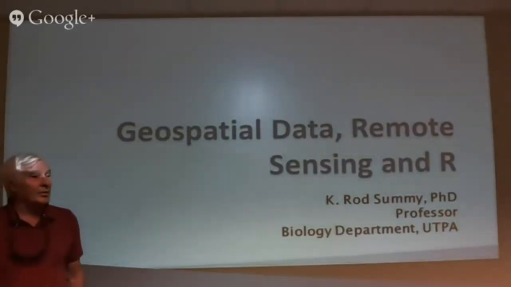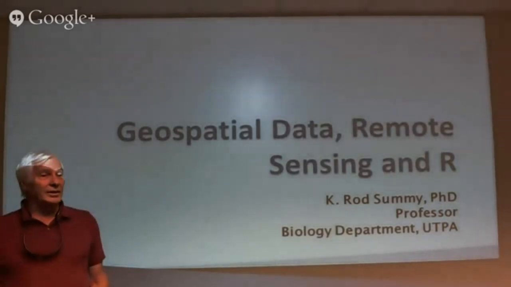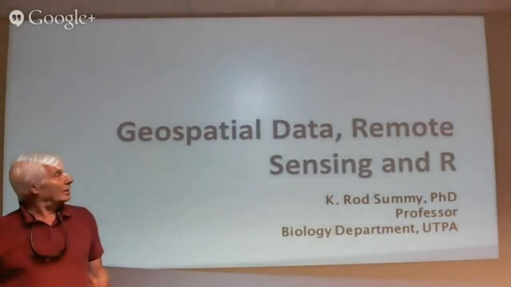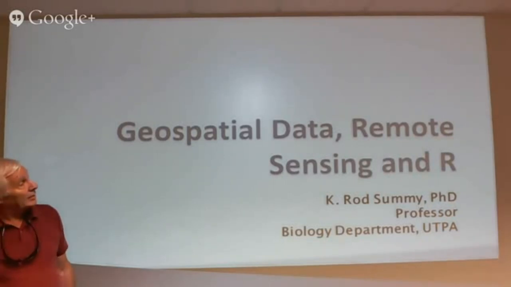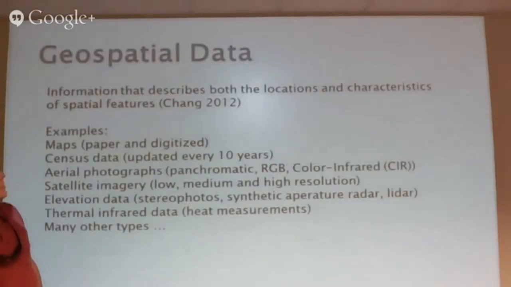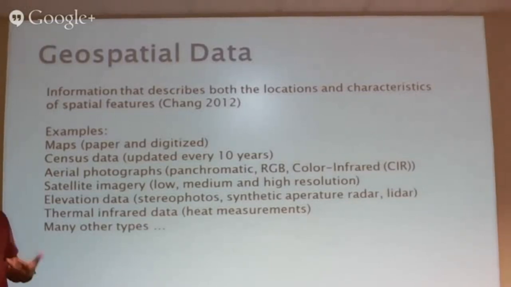Okay, well, thanks, Dr. Watkins. I appreciate the invitation to speak to the group today. And what I'd like to talk on is geospatial data and remote sensing in R. Geospatial data is information that describes both the locations and characteristics of geospatial features. And geospatial features are features that have both location and characteristics. So you're tying something with characteristics to locational positions on the earth.